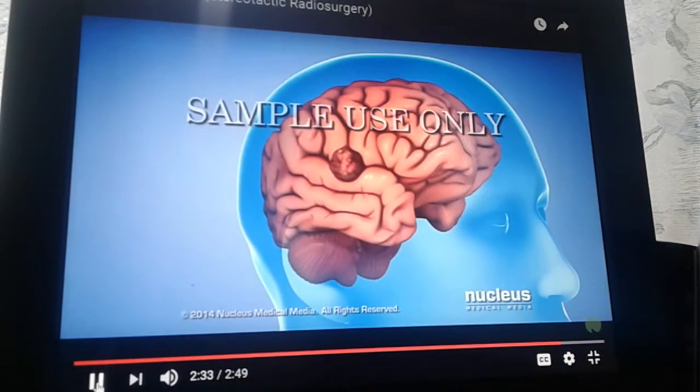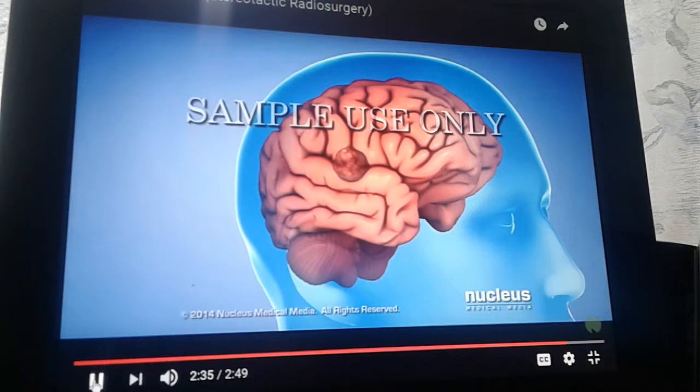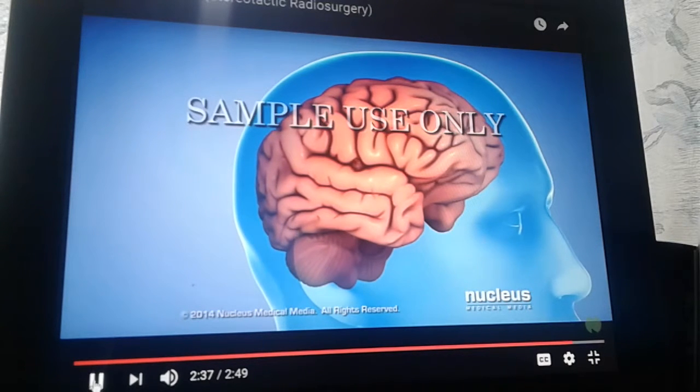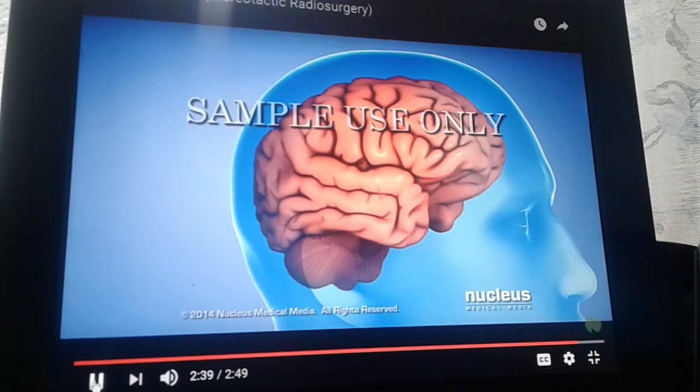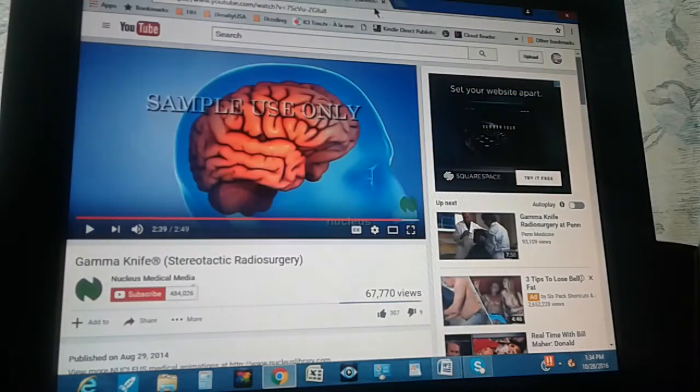The effects on the tumor occur over a period of time after the procedure. That's the procedure, the gamma knife stereotactic radiosurgery. Now let's go back to our problem.